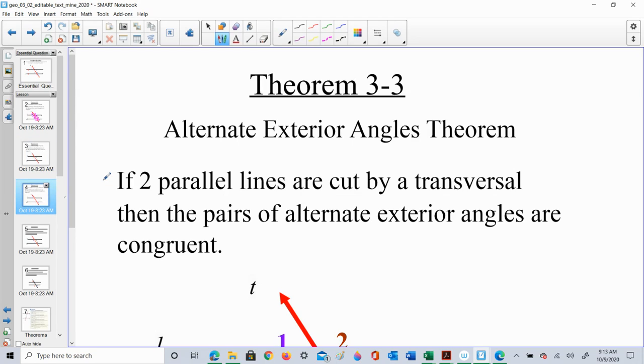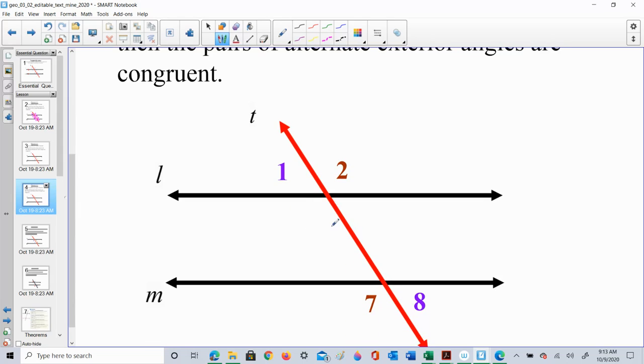Alternate exterior angles will be congruent. Now, remember, we defined these angles the other day with just two lines and a transversal. Now it's particular with parallel lines. So alternate exterior angles would be 1, right? Angle 1 is congruent to angle 8, and angle 2 is congruent to angle 7. Keep in mind, all the other things that we learned are true here too. 1 and 2 are a linear pair, so they would be supplementary. 7 and 8 are a linear pair, so they would be supplementary. But these are the alternate exterior angles.